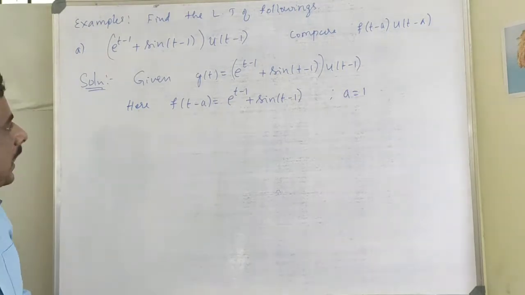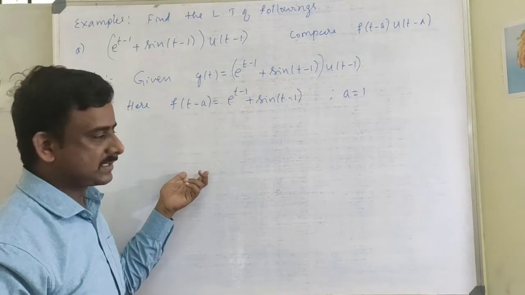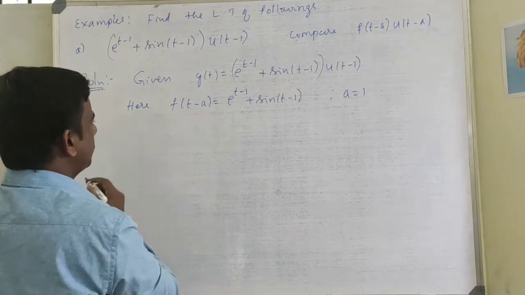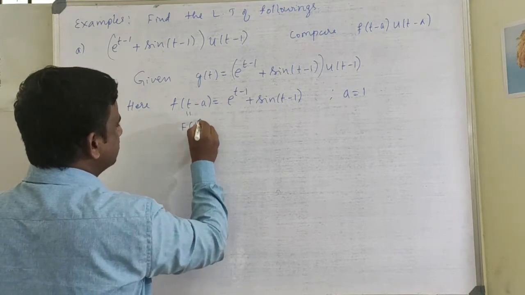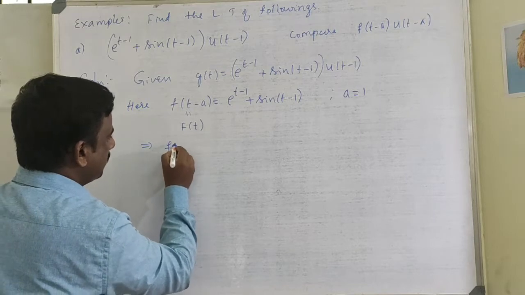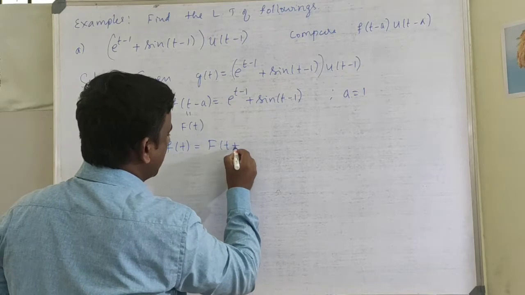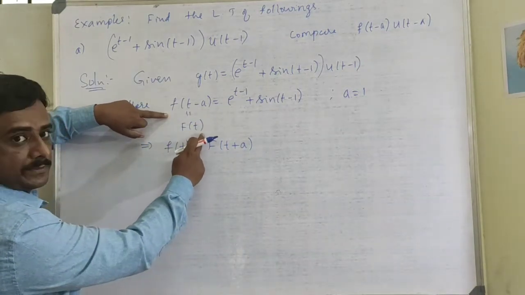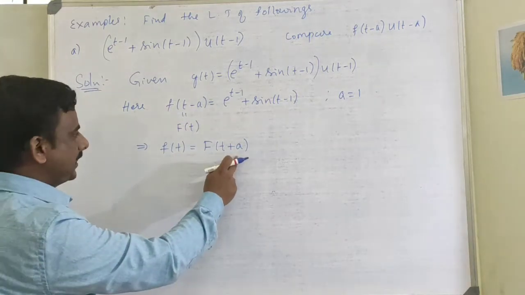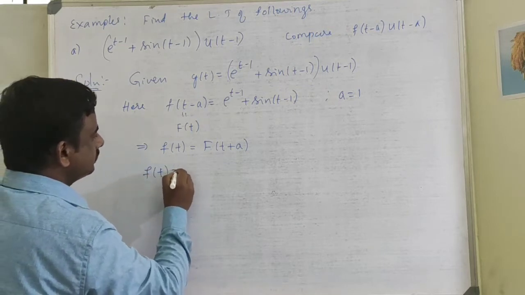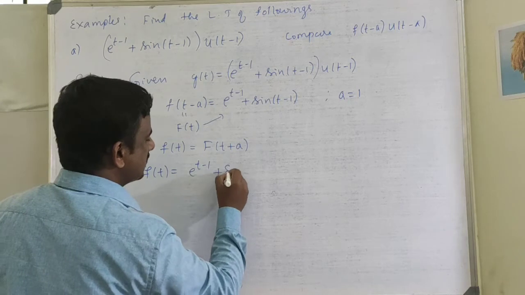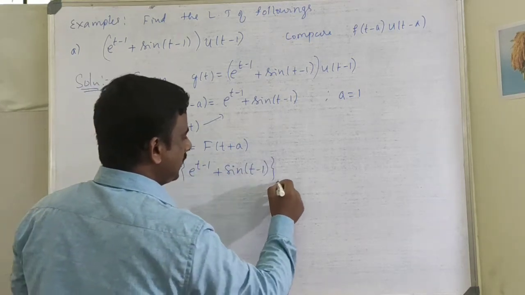Now, next, I have to get f of t from this. Then, I have to find its Laplace transform. Now, do one thing. Instead of small f of t minus a, I will take this as capital F of t. So from this, it is obvious that small f of t equal to capital F of t plus a. I have taken this small f of t minus a as capital F of t, and I want f of t, so replace t by t plus a, you get small f of t equal to capital F of t plus a. So capital F of t is e power t minus 1 plus sine of t minus 1. Here, I have to replace t by t plus 1.